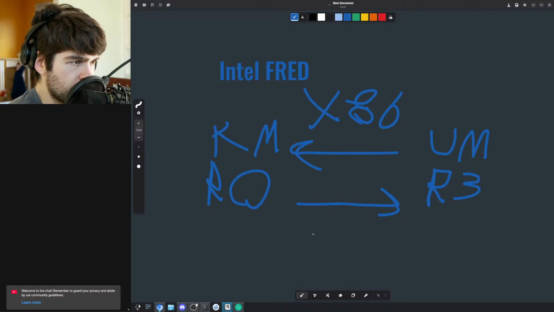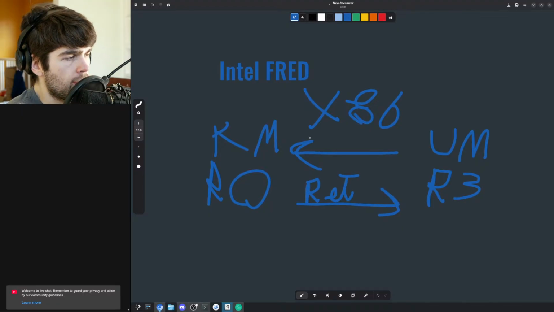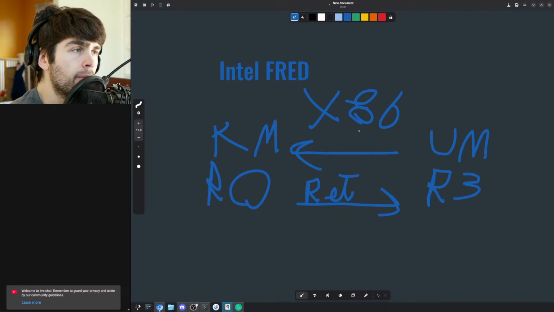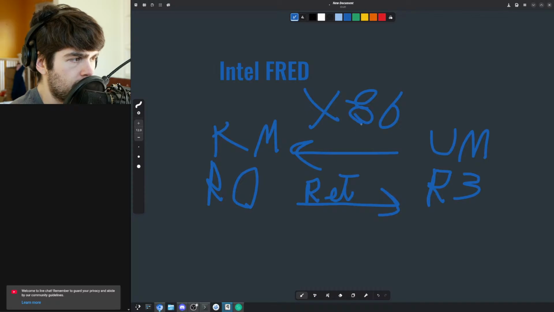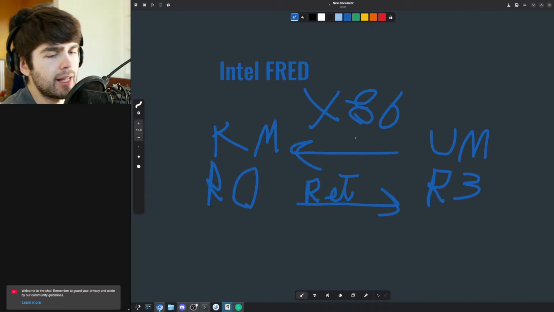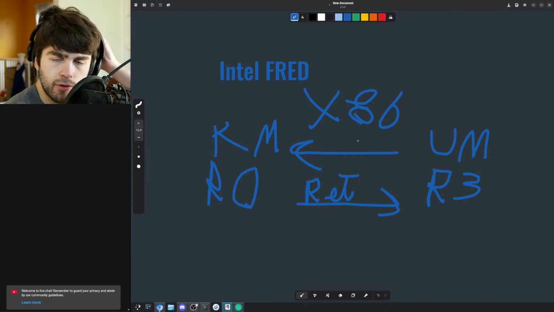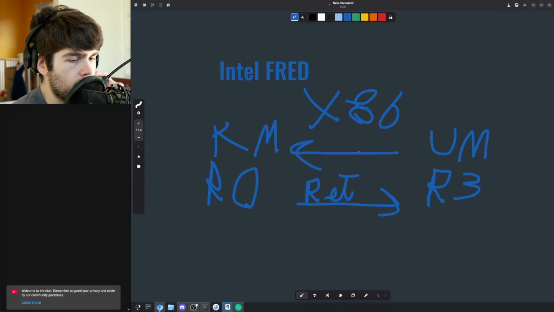So those commands, if you want to go from 0 to 3, are returns. And if you want to go from user mode to kernel mode, or ring 3 to ring 0, there's a couple of choices. So it can be a syscall.